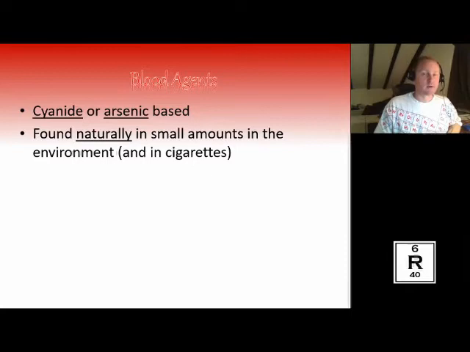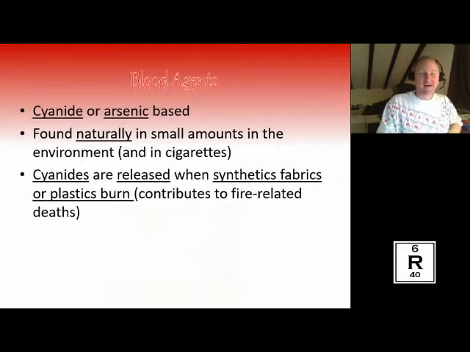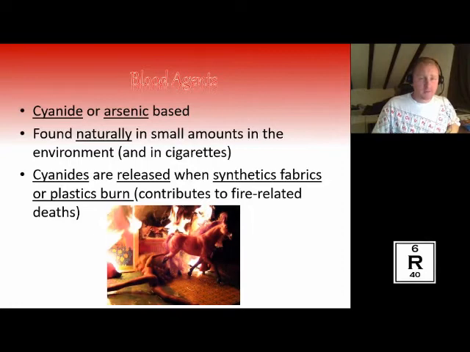I'm sorry. Okay. Cyanide is released when synthetic fabrics or plastics burn. So if there's a house fire and there's things burning, it's the smoke that's going to kill you quickly. So you will get a blood agent in you if your house is burning, because those synthetic materials in your house, the plastics that are burning, will be producing this cyanide gas, and that is what a blood agent is. You take a whiff or two of that and you're dead. It acts pretty quick, there's not a lot of time you have with blood agents.